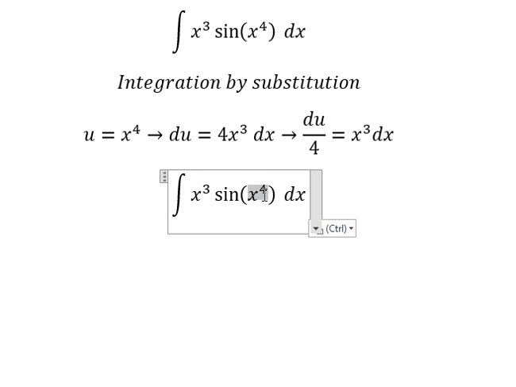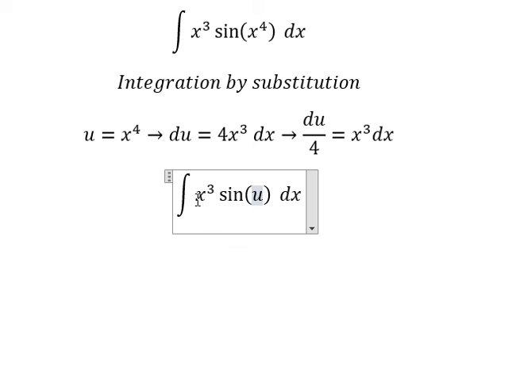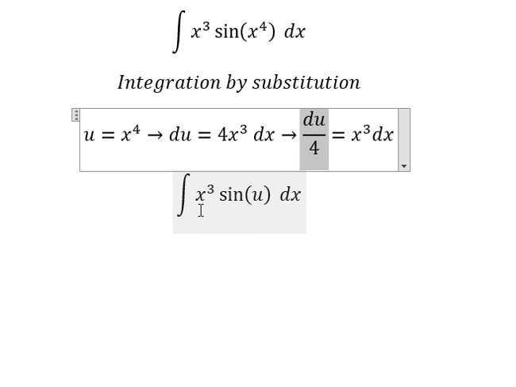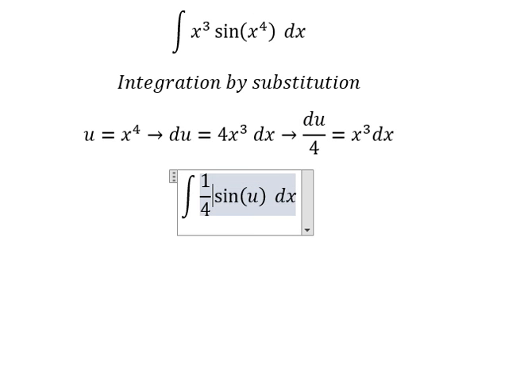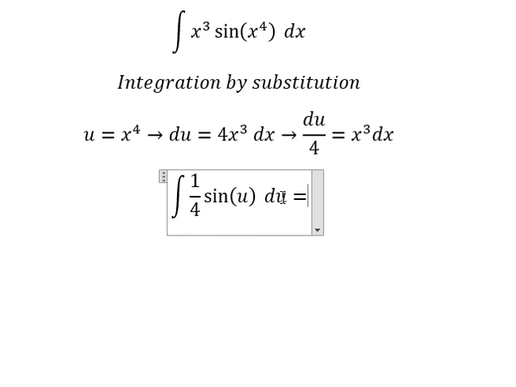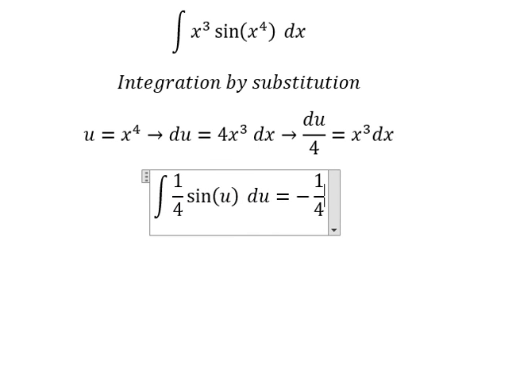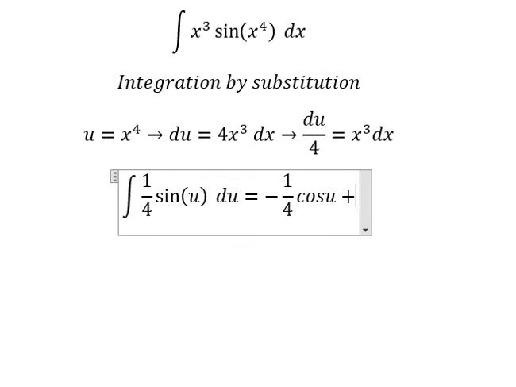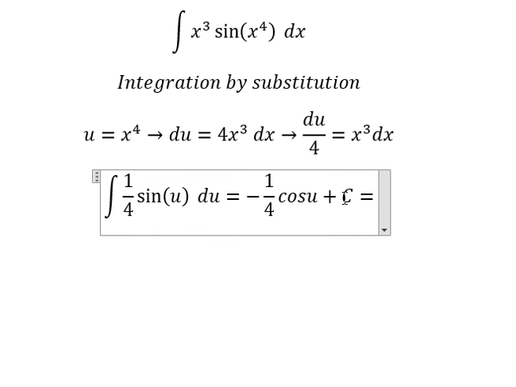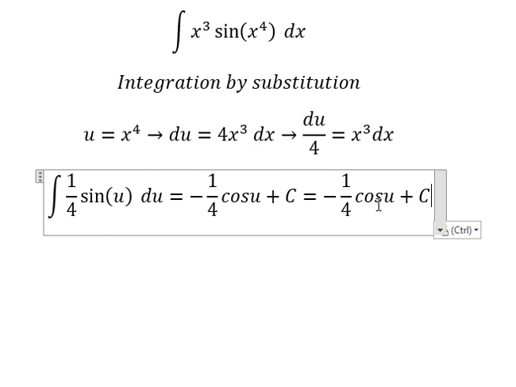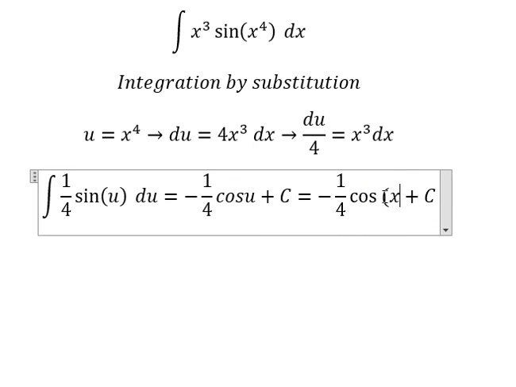So this one we change to u, and s to the power of 3 ds we change to this one. So the integration of sine u gives us negative cosine u, and I will put plus c. Here u is s to the power of 4.